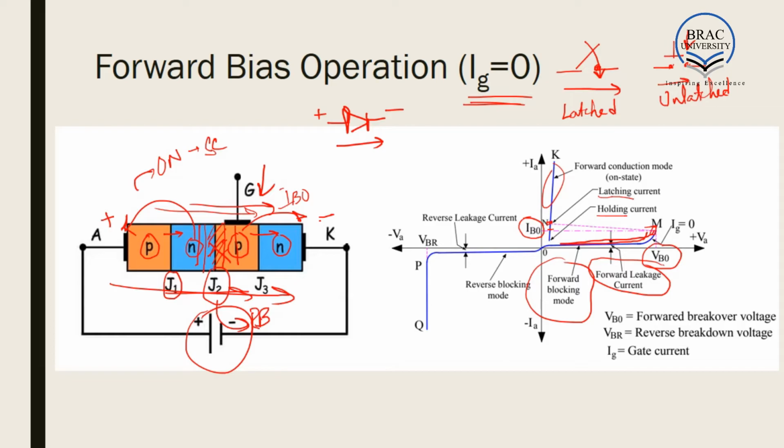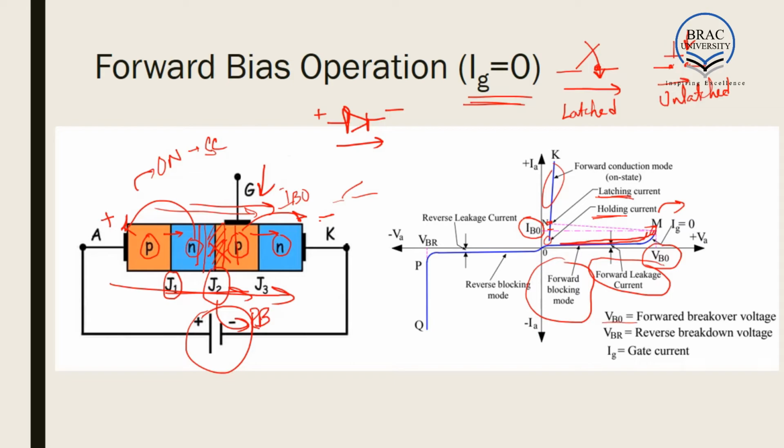There is a minimum value of current below which the SCR turns off. This minimum value of current is called holding current. So holding current is the minimum value of current which is required to sustain the SCR on. That is, if the current is below holding current, the SCR will turn off. If after the latching operation has already taken place, the current is above holding current, the SCR will not turn off. So again, I'll be discussing the three important phenomena.